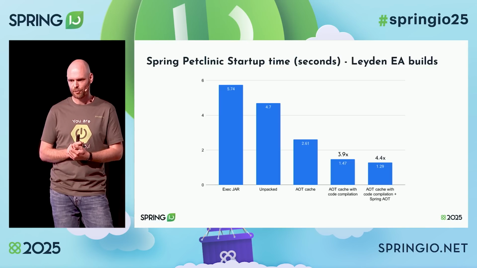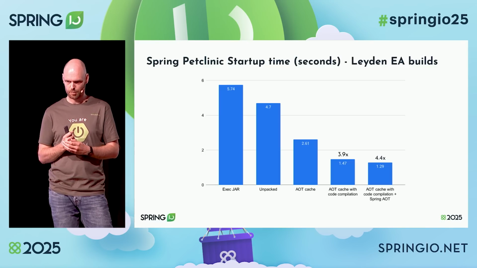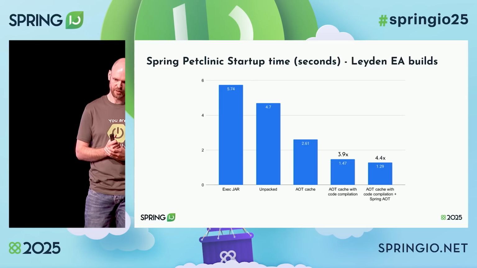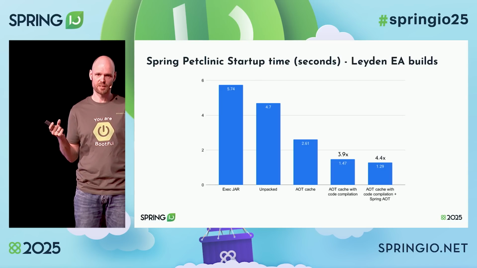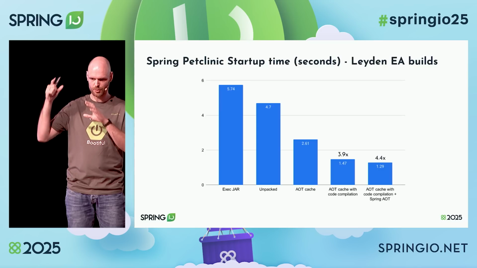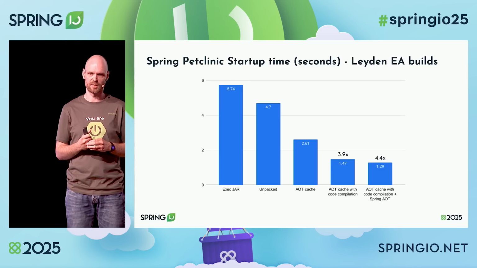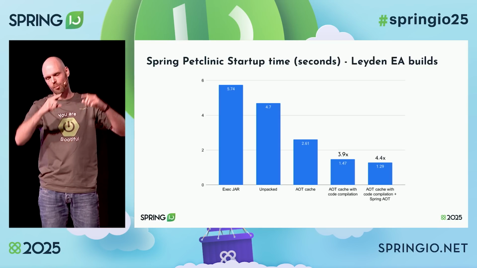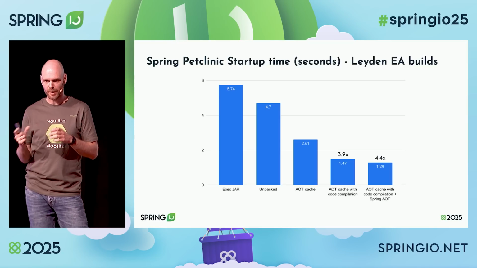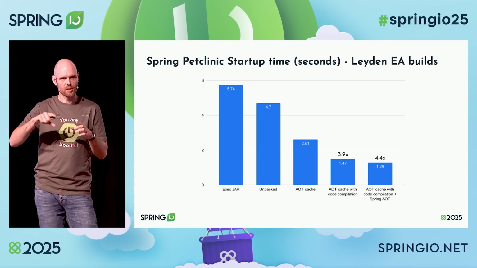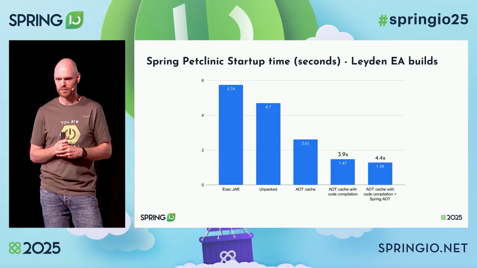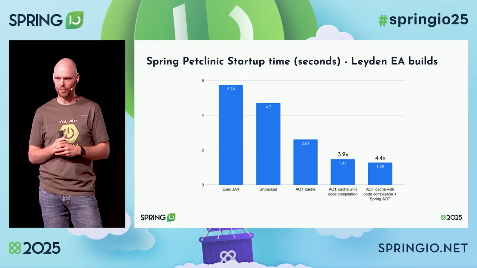Now take a look, if we take the Leyden EA prototype, we compiled that JDK and run this PetClinic stuff against it. So our baseline is still 5 seconds. We unpack it, we do the AOT cache, we end up at 2.61 seconds. This is what you get right now with Java 24. And if you then apply the Leyden prototype, enable AOT cache, the code compilation and the profiling stuff, you end up at 1.4 second startup, which is a startup factor of 3.9x, which is already crazy.